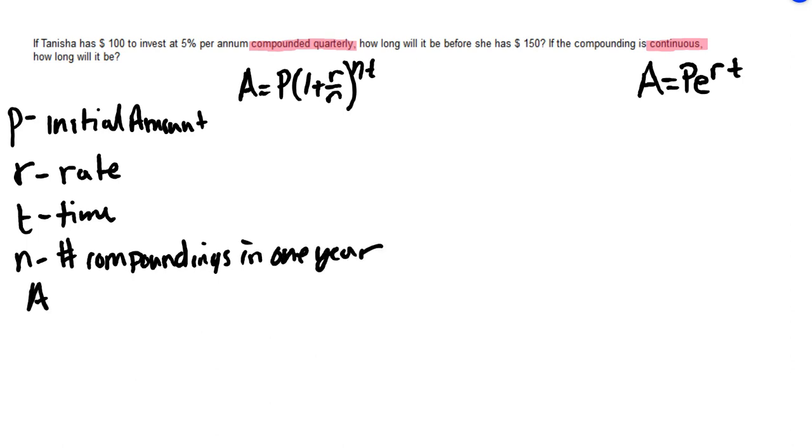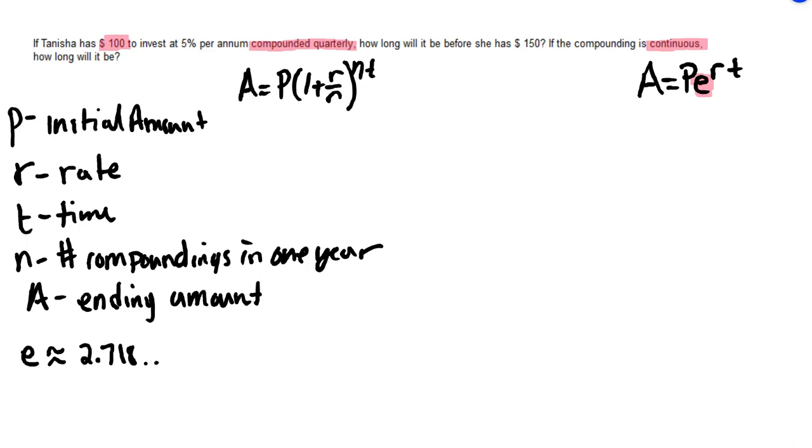We have A as our accrued amount or ending amount. And this value right here of e is not a variable, e is a number, and that number is approximately 2.718. It is irrational, it continues on forever. The decimal values continue on forever without any pattern. So let's focus on the first part.